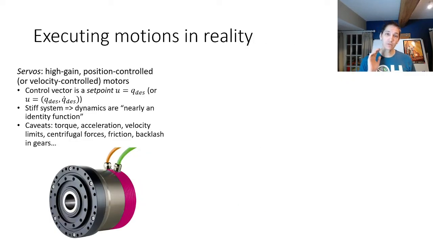All right, so these are important when we're actually executing motions in reality. When we execute motions on a robot, they're going to be transmitted to some sort of motors or actuators. Very commonly, we use servo motors, which are high-gain, position-controlled or velocity-controlled motors. Basically, if we tell it to go to a certain point, it will go to that point. Because these systems are stiff, they essentially have the dynamics being identity functions. If I tell it to go someplace, it will go to that place almost instantaneously.